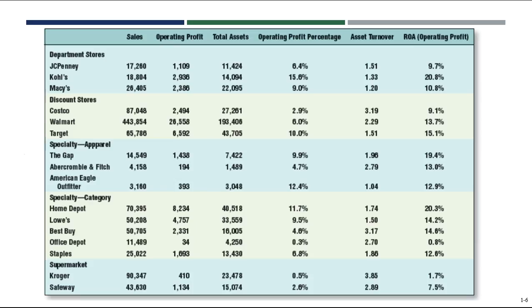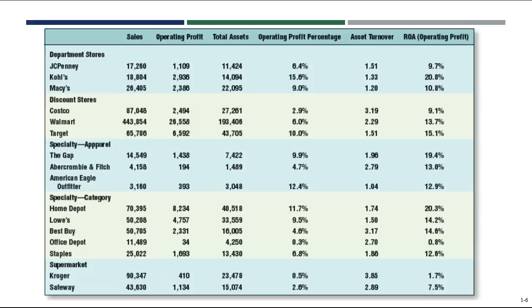So in your textbook, there's a chart in chapter 6, and it gives you the breakdown of some of the different financial components for lots of different types of retailers. So you can see there's a list of department stores, discount stores, specialty stores, category specialists, and even some supermarkets. And so that might give you an idea of how each industry and each type of retailer performs.